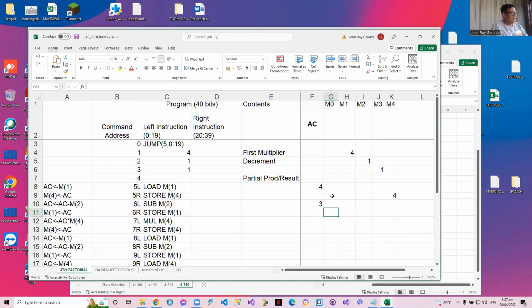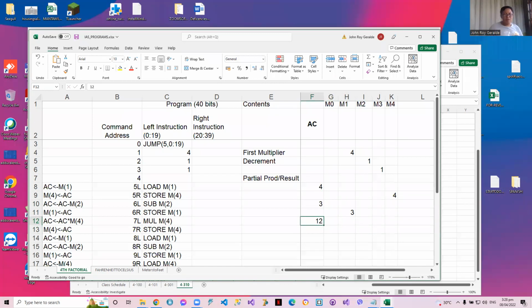Okay. Store M of 1. So M of 1 here becomes 3. Any questions? No? And we say mul M4. Mul M4 means we multiply the AC, 3, with M of 4, which is 4. Luis Paul Rojas, what's the value of AC here? It's currently 3, right? And then you multiply it with M4. What is M4? AC times M4 is 12. Why? Because it's 3 times 4. Now, it's a shortcut, right?